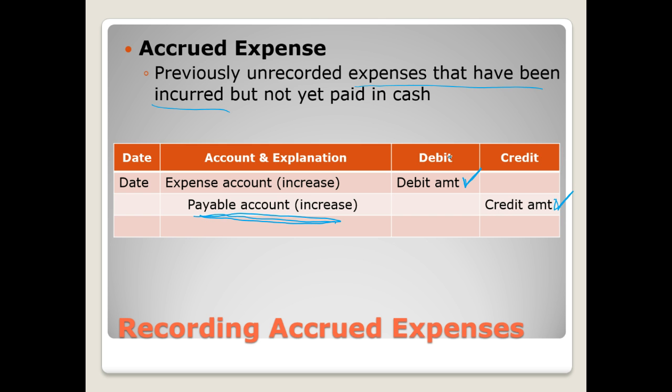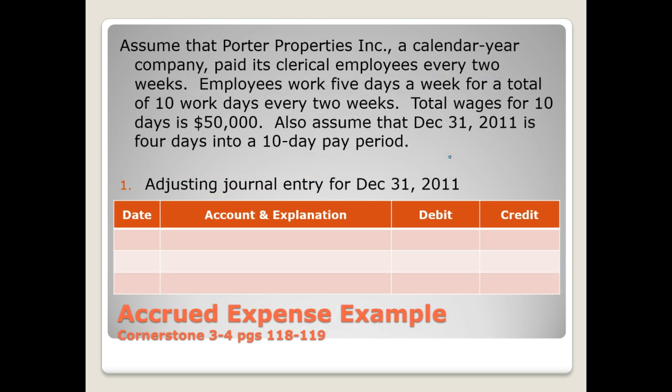Let's look at an example. Cornerstone 3.4 in your book. We're back to Porter Properties. They pay their clerical employees every 2 weeks. The employees work 5 days a week. So every 2 weeks they're getting paid for 10 work days. The total wages every 10 work days is $50,000. Now, when they hit December 31st, 2011, which was the end of the calendar year, that means they have to close their books. They were 4 days into the 10-day pay period.